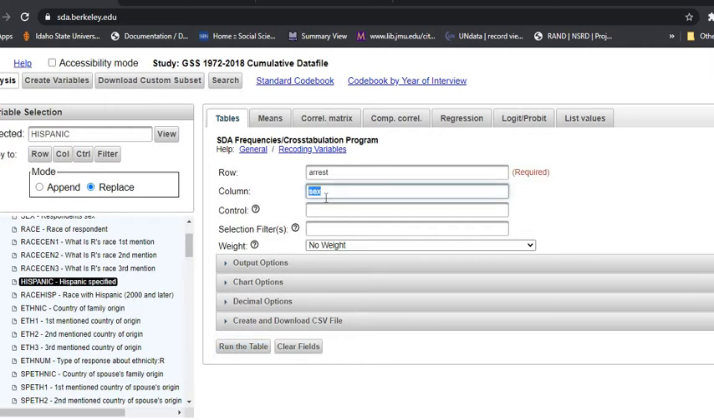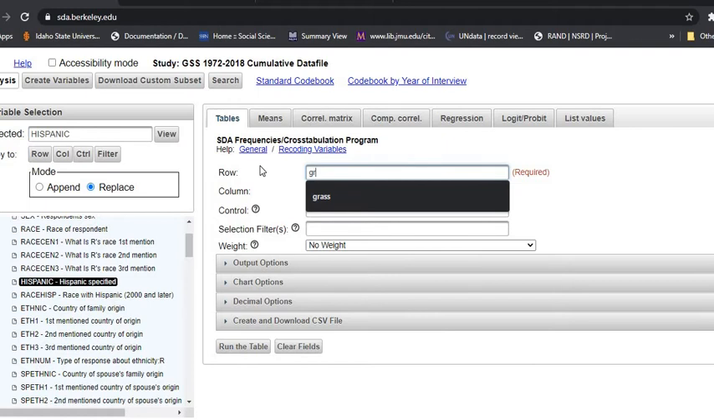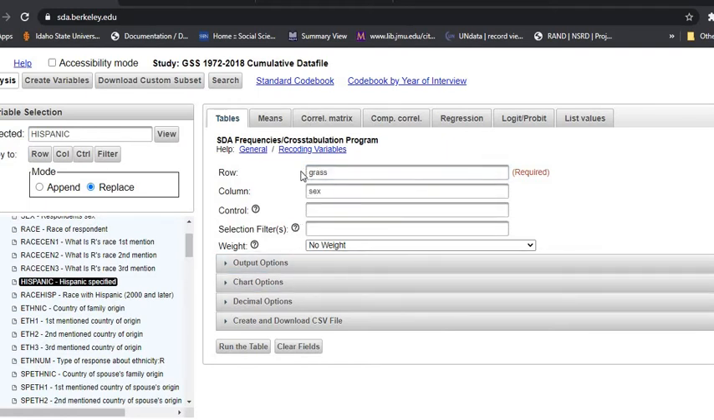Again, an easy one to pick. And instead of arrest, I happen to know that they ask a question, do you favor the legalization of marijuana? And the variable name for that, again, I would know this and you wouldn't because you haven't studied this. Just to save time, I know that it's called grass. So we do the same thing. We're going to look and see, do males and females differ in their attitudes towards marijuana legalization?